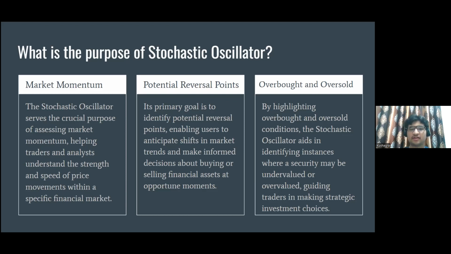And then it also helps in identifying overbought and oversold conditions. We usually use a threshold of 80 and 20. Above 80 is an overbought condition, and below 20 is an oversold condition. So we can make decisions regarding the overbought and oversold conditions using that percentage K and percentage D line.